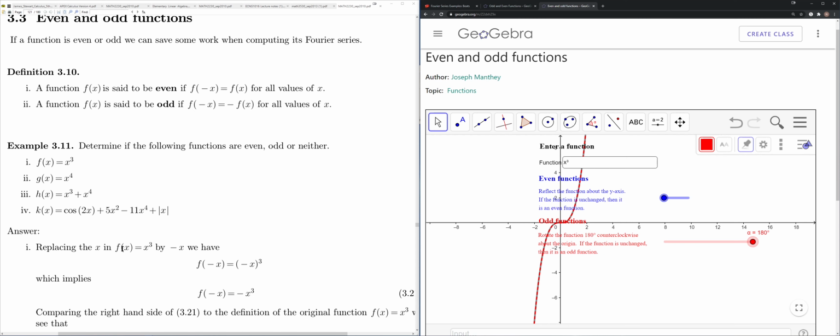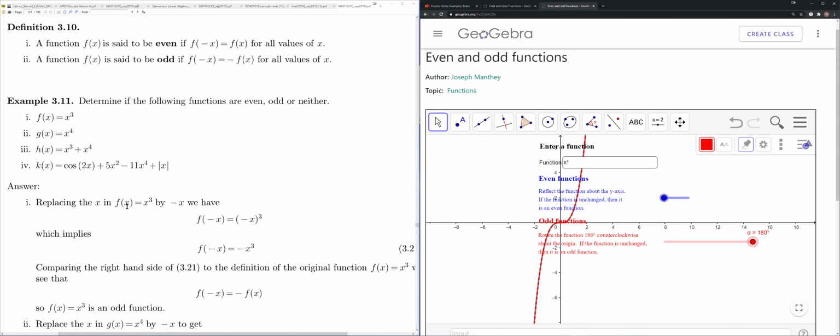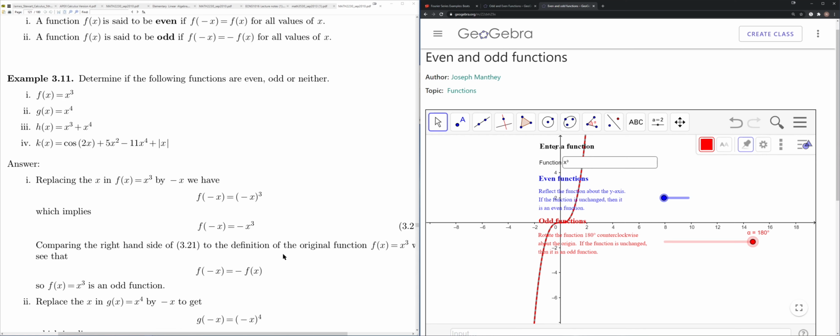So I have f of x is equal to x cubed. What I'm going to do is calculate f of minus x. If f of x is equal to x cubed, to get f of minus x, wherever I see x in this expression, I'm going to replace it by minus x. So I get f of minus x is minus x, all cubed, and minus x all cubed is minus x cubed. So I see that f of minus x is minus x cubed.